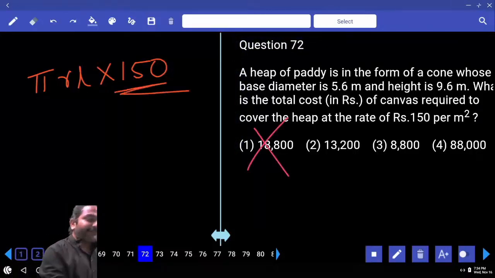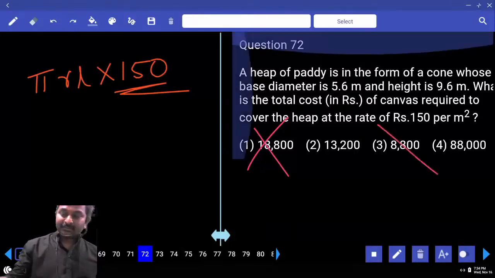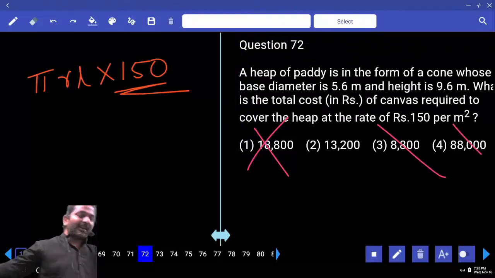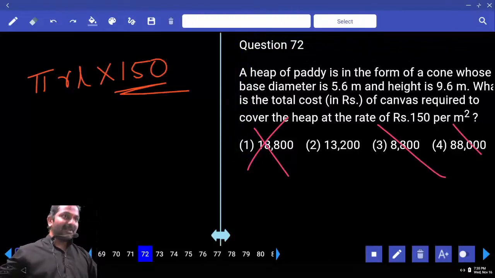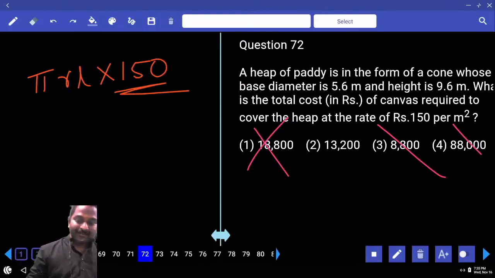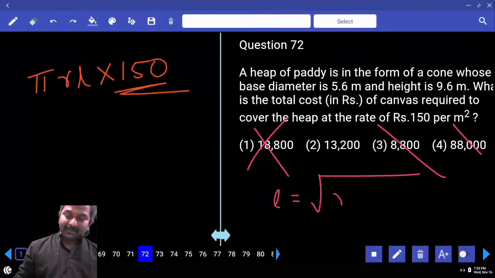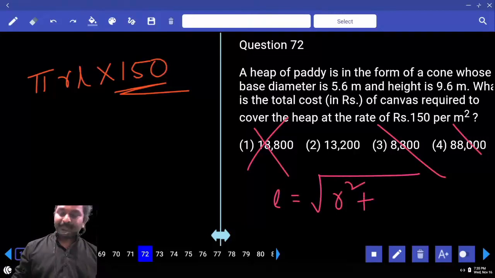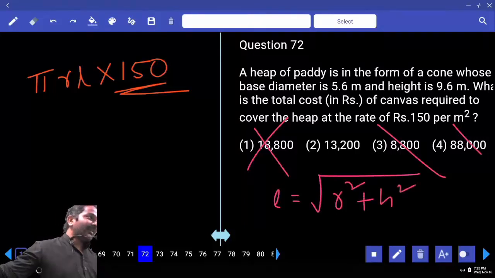Okay, 150 is there, which is a multiple of 3. The answer must be a multiple of 3. Can it be the second? Second is the final answer. You don't have to calculate the L value also. Radius you know, but L has to be calculated, right? How does L come? Under root of r square plus h square. You don't have to do that.